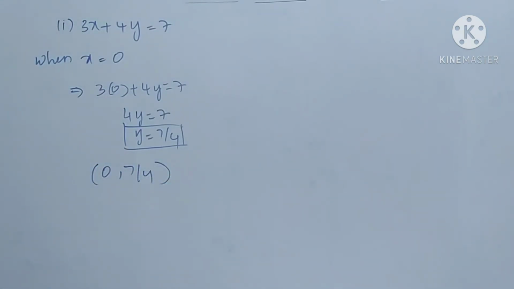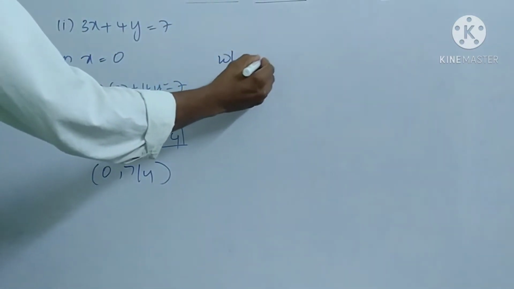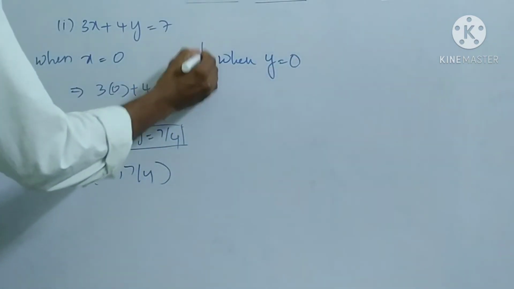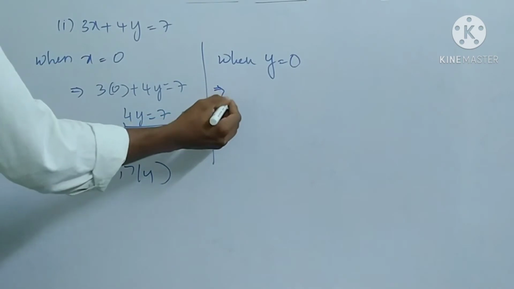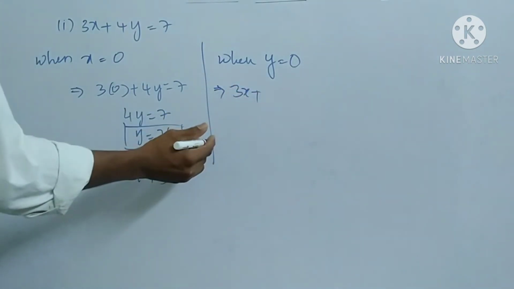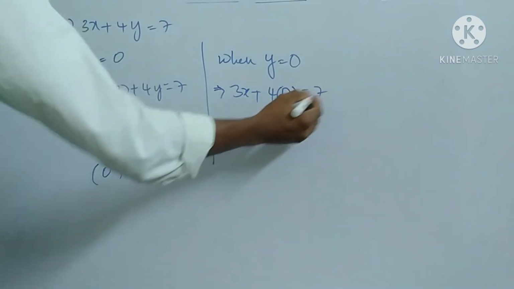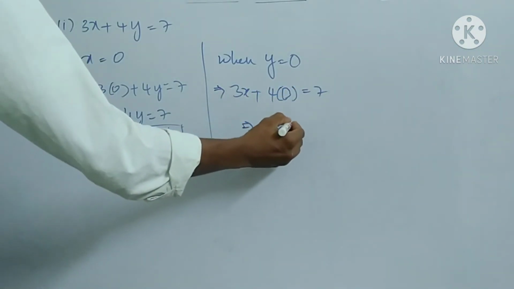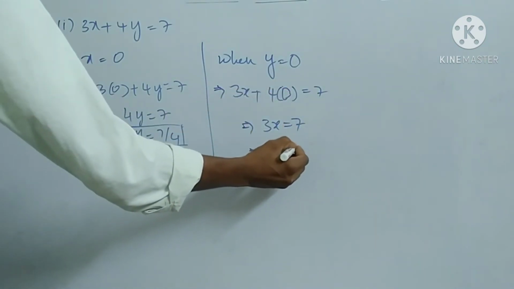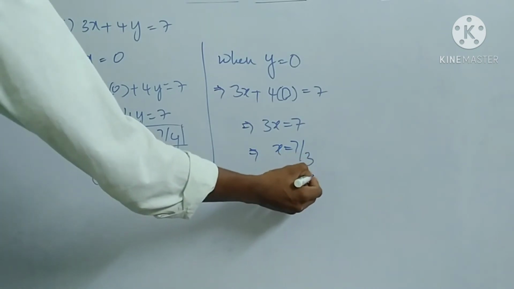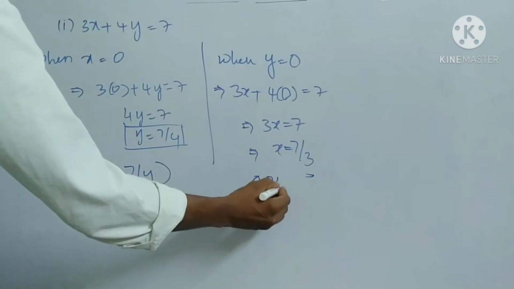Next one, when y is equal to 0, substitute 0 instead of y in the given equation. Here 3x plus 4 into 0 is equal to 7. So 3x is equal to 7. Why? Because 4 into 0 is equal to 0. Here x is equal to 7 by 3. So the values are (7 by 3, 0).